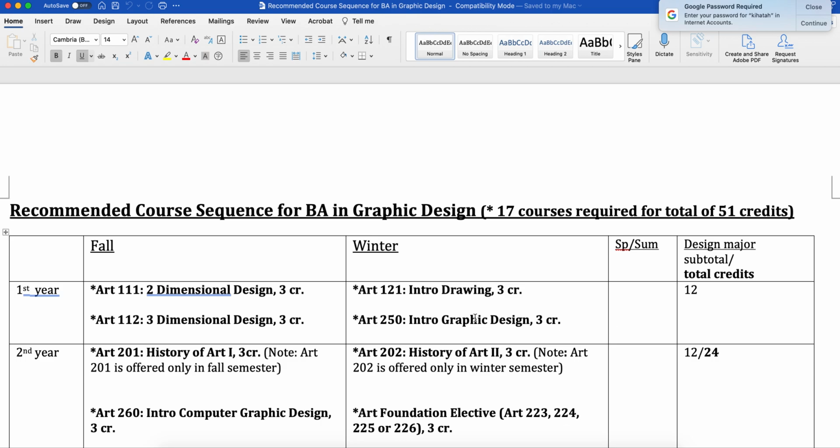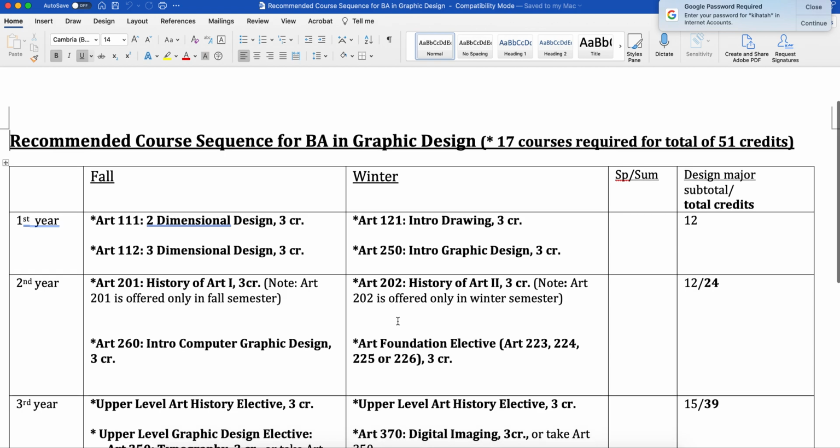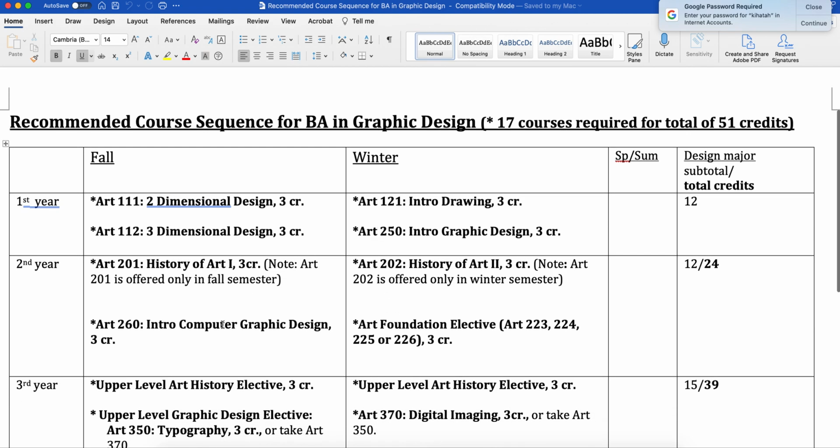What's important for people in graphic design is that 250 is done in the first year. If you don't get 250 done in the first year, you would have to wait a whole year, so it's critical before anything else that 250 is taken. We put it in the second semester because it's nice to know 2D and color before you enter graphic design. But if you have to, you can take 250 in the fall.